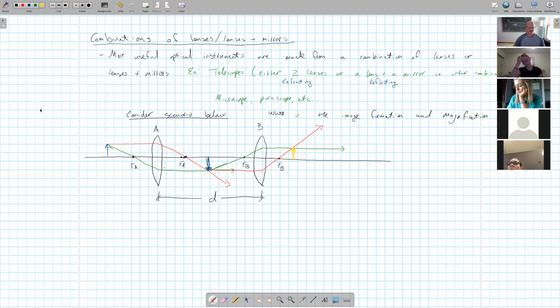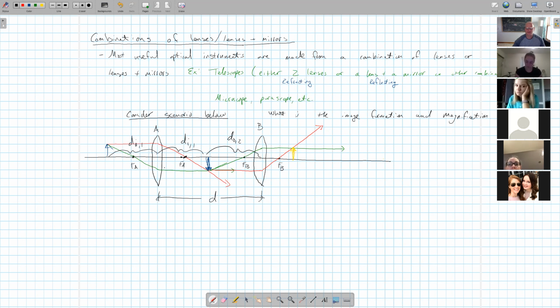So good. Here, let's get our nomenclature. This distance here, we're going to call our object distance 1. This distance here is image distance 1. This distance here is object distance 2. And this distance here is image distance 2. So our final image is equal to image distance 2.